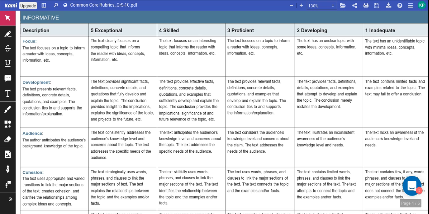Audience. You as an author are anticipating the audience's background knowledge on the topic, and you're also anticipating the needs of the audience, the concerns of the audience. What would they be interested in as you're writing this piece?